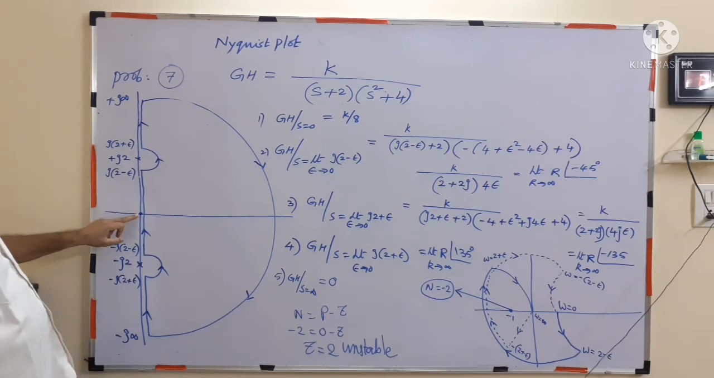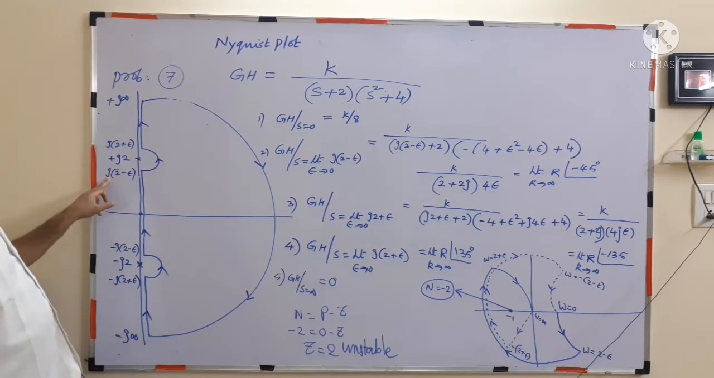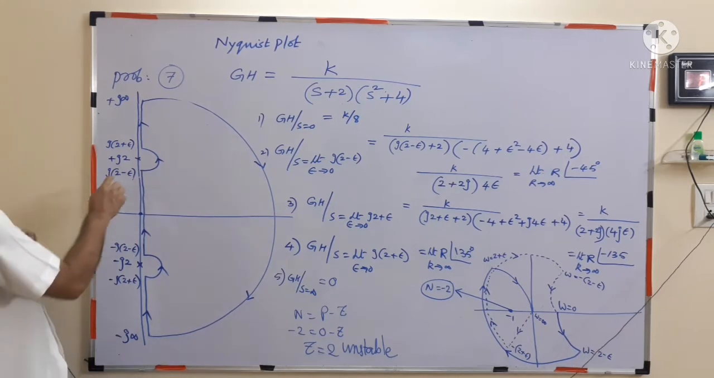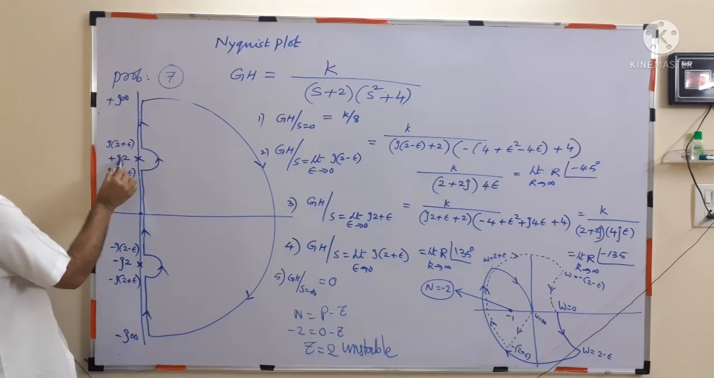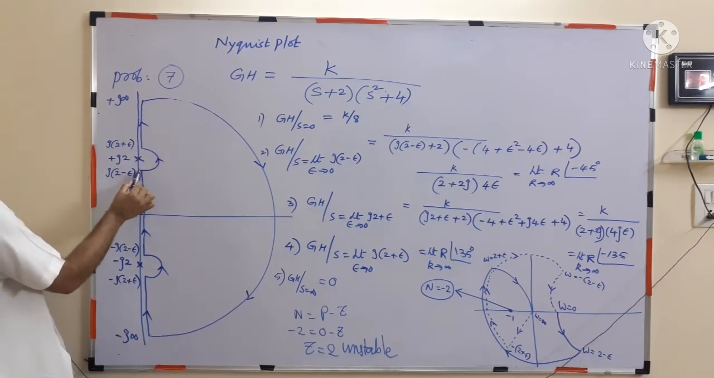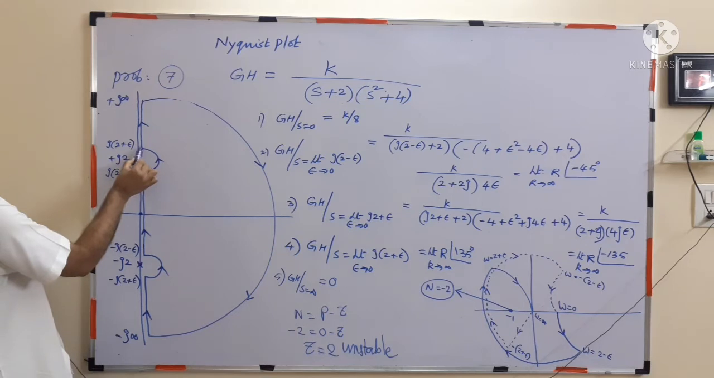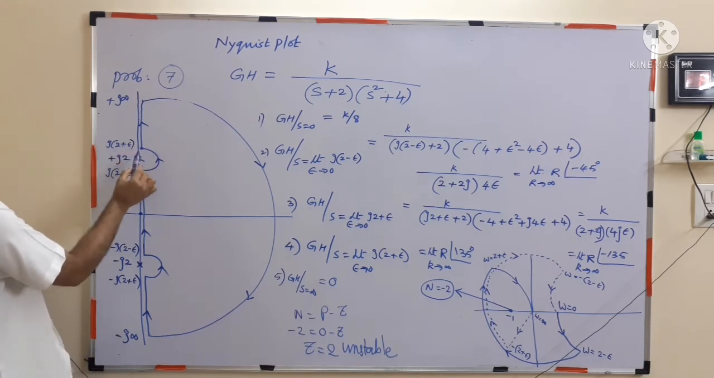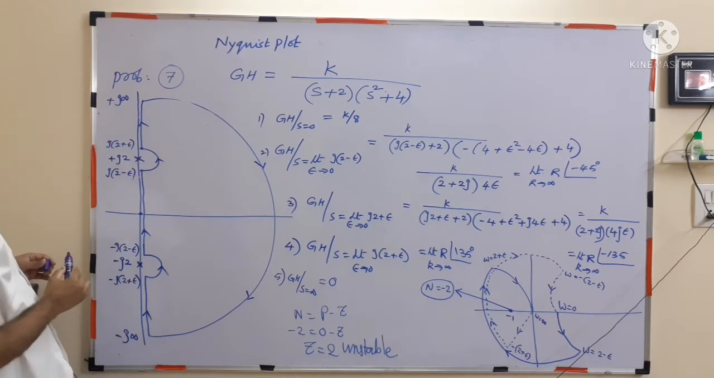S equal to 0, then 0 to plus j infinite. S equal to 0 is 1 point, S equal to j of 2 minus epsilon. What is this pole location? Plus j2. What is the circle radius? Epsilon. What is this point? Obviously j2 minus epsilon. This point will be j2 plus epsilon, because this gap is how much? Epsilon. This gap is epsilon.